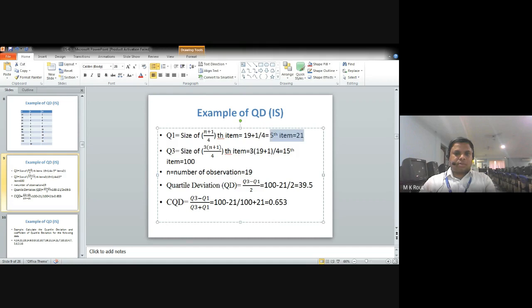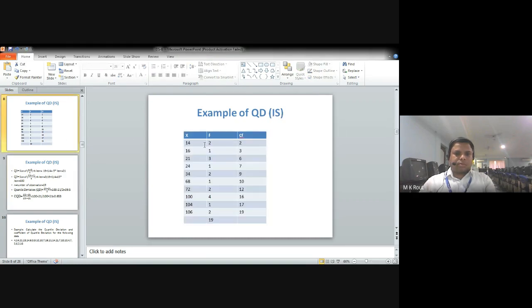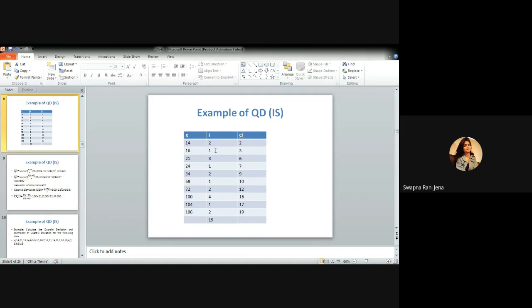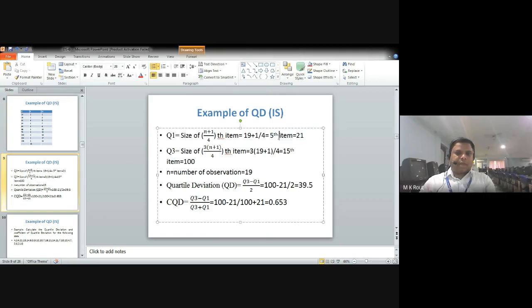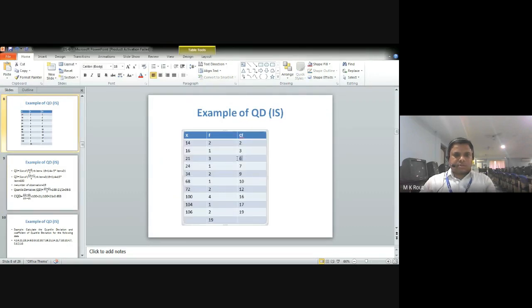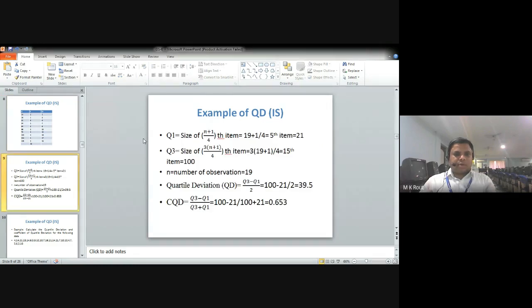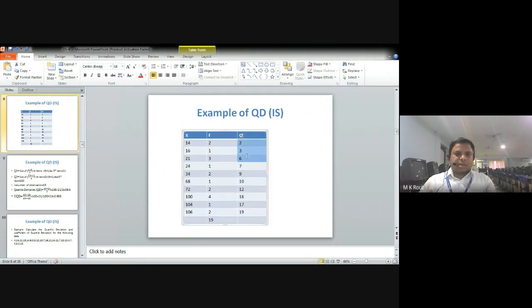You get the fifth item. That means the value is 5 here. I repeat, in case of this Q1 value, that is the size of (n plus 1) divided by 4 item, that equals 19 plus 1 divided by 4, that is 20 divided by 4, that is 5. That fifth is lying within the cumulative frequency of 6, that is, between 2 and 6. I just highlight in red color. The corresponding x value should be considered as the Q1 value. So here the Q1 value equals 21.